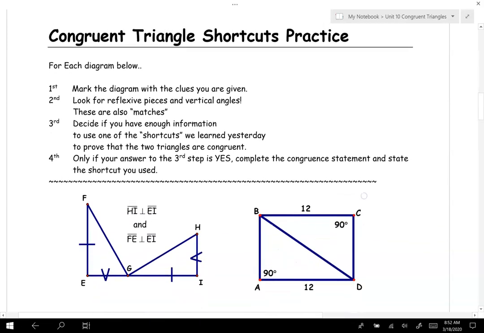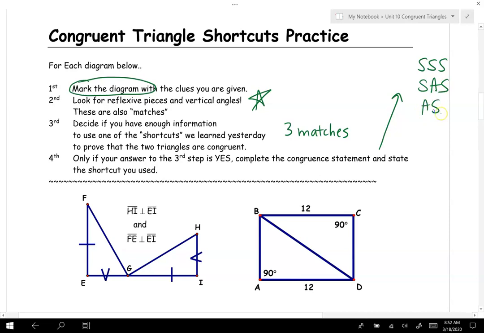So congruent triangle shortcuts practice. So the next 5 problems we're going to look at, mark the diagram. Super important, always mark the diagram with what you're given. Look for reflexive pieces and vertical angles. Yes, super important. So those are not givens, but something that you notice. And then decide if you have enough information. So we always need 3 matches. And then those 3 matches have to match up with one of these 5, right? Side, side, side, side, angle, side, angle, side, angle, angle, angle, side, and RHL. And if it doesn't match one of those 5, then you also say, can't determine it, I have no idea.